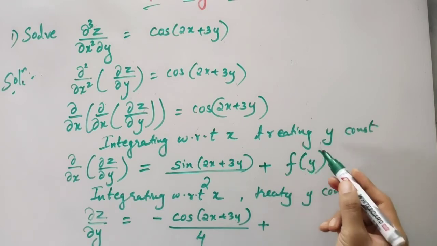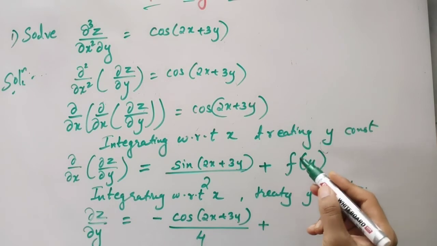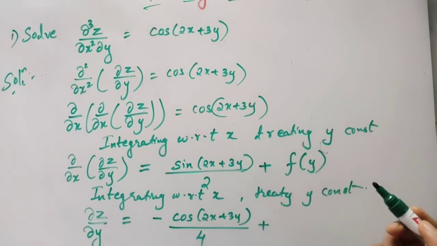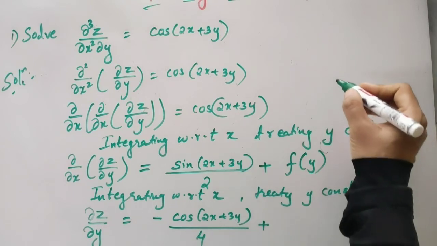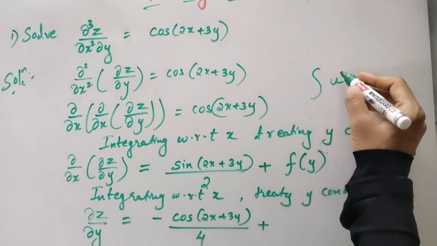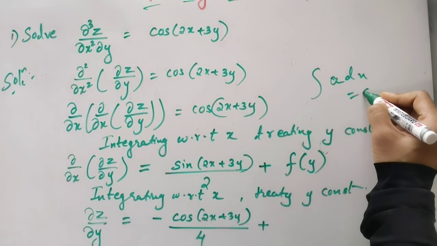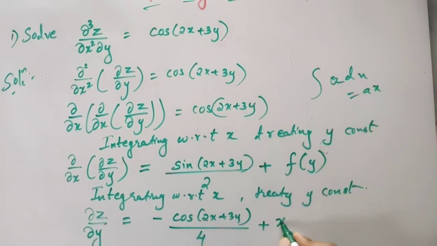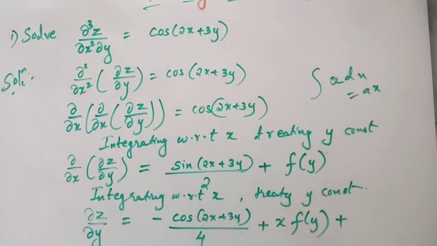f of y is completely a function of y. So when we are integrating with respect to x, what is the integration of a constant with respect to x? If I'm integrating a with respect to x, it will be a into x, or no? Likewise, what is the integration of f of y with respect to x? It will be x into f of y, plus again an arbitrary function should be attached.